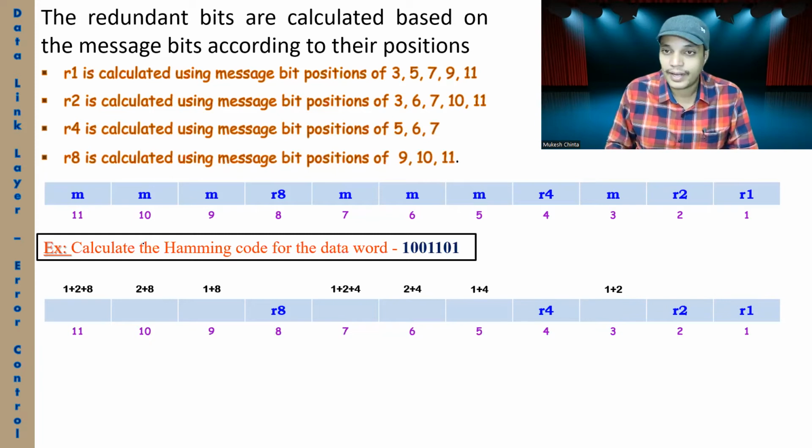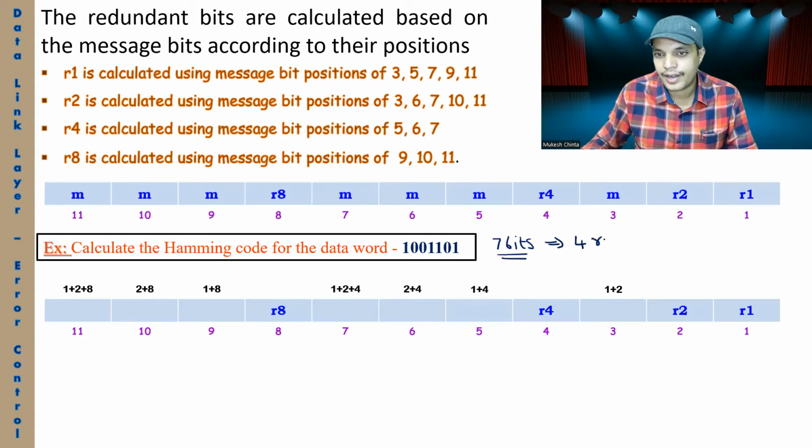Now let me take a numerical example. As I just told you, calculate the Hamming code for the data word. So this is my given data word. How many bits are there? 1, 2, 3, 4, 5, 6, and 7, right? So a total of 7 bits. Now we just calculated that in order to transmit 7 bits, I require 4 redundant bits, which makes my total message length 11 bits.